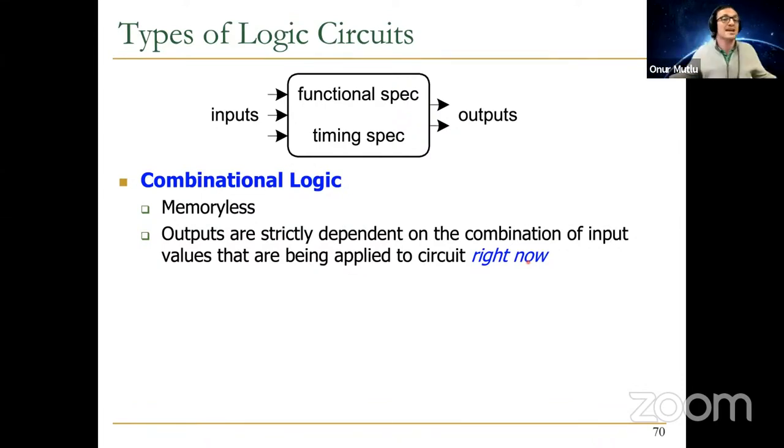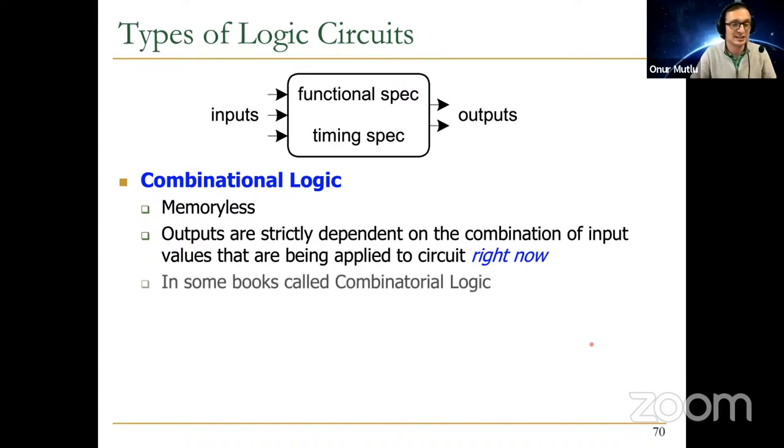But you don't remember the past inputs. You don't remember the history of what happened. That's the idea. That's why it's called combinational. And we're going to see differences better when we talk about sequential later. This is also called combinatorial logic in some books. I don't like that terminology necessarily. Combinatorial means something else in probability theory for me. So we're going to stick to combinational.